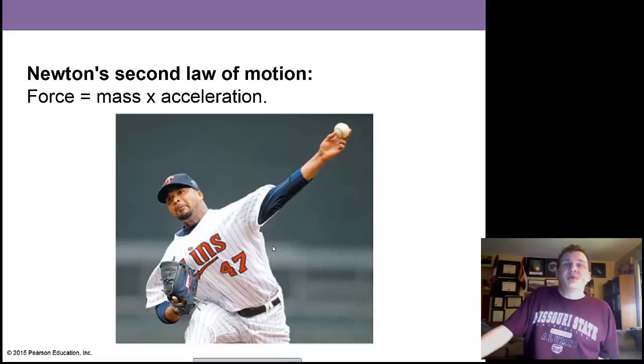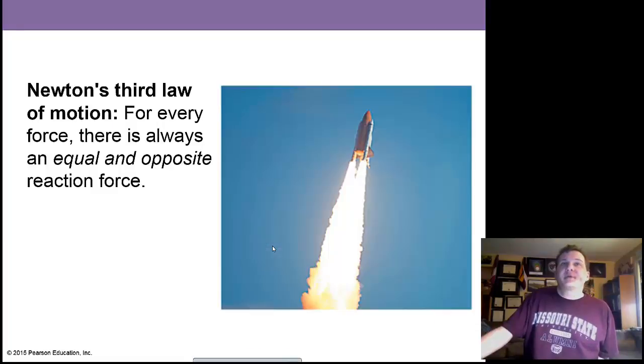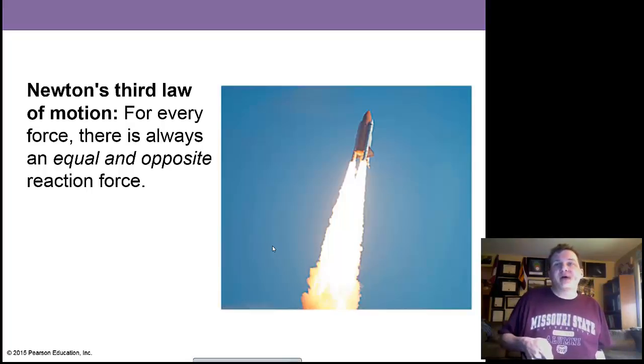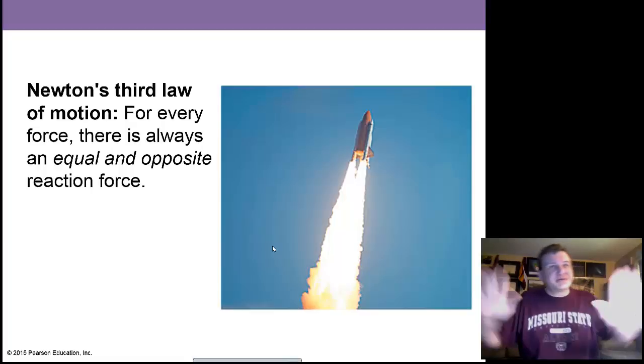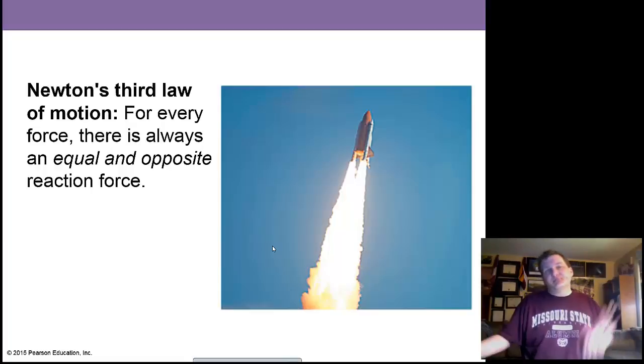Newton's second law of motion is an equation. Simply it's force, or F, equals mass times acceleration. And so that's what we calculate force with. Newton's third law of motion is for every force there's an equal and opposite reaction force. So if you have a shuttle shooting out its gas through its rocket boosters down, it's going to push it up. If you push against a wall, it's going to push back against you.